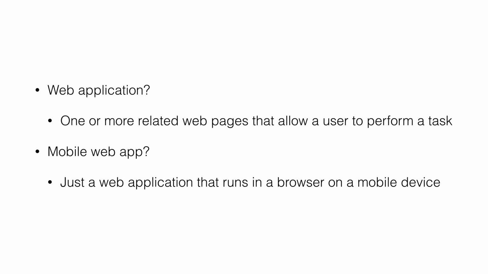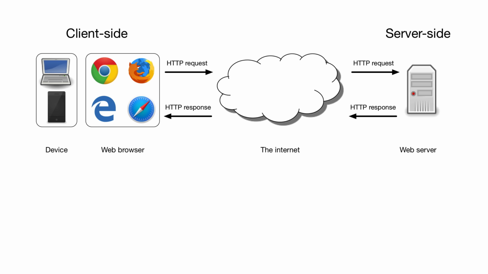We're also talking about mobile web apps. So what does it mean for something to be a mobile web app? A mobile web app is just a web app that's running in a browser on a mobile device. You access web apps using a web browser, but how does this information actually get there?